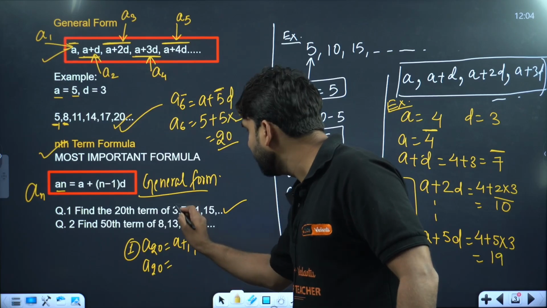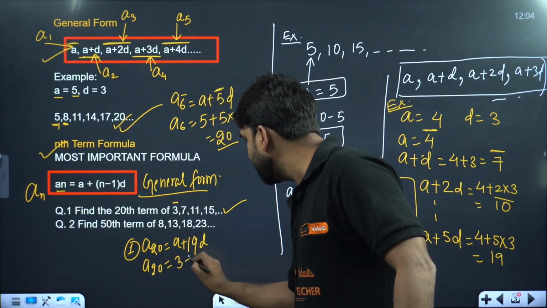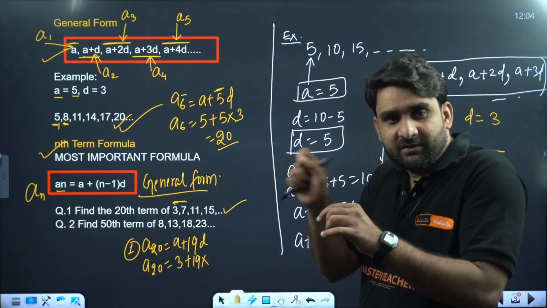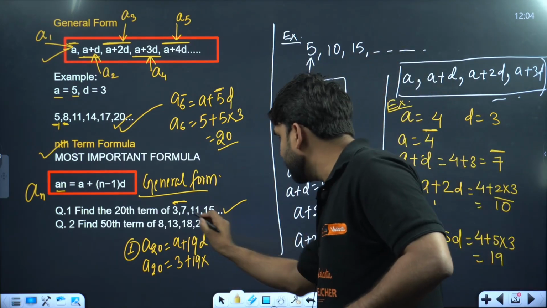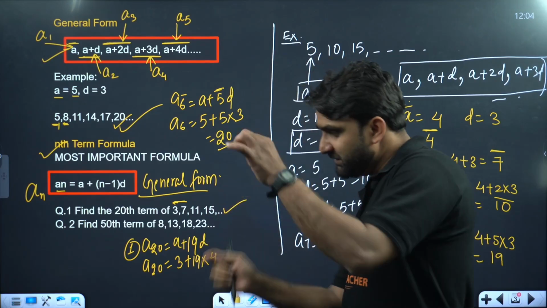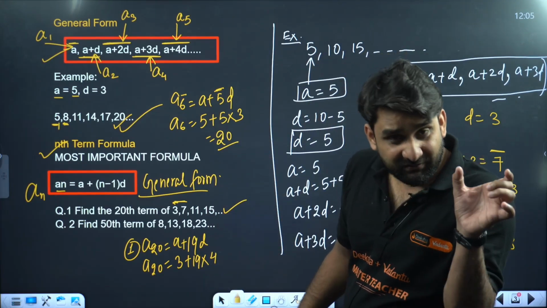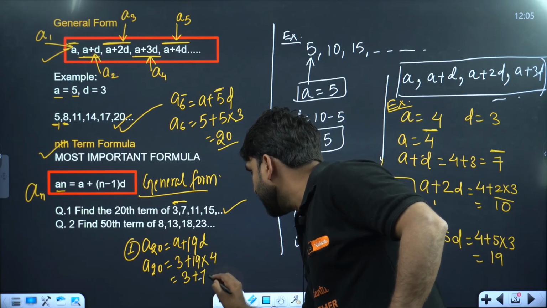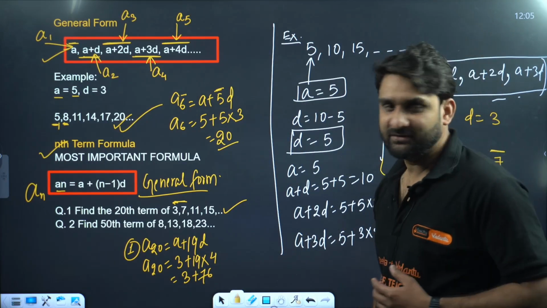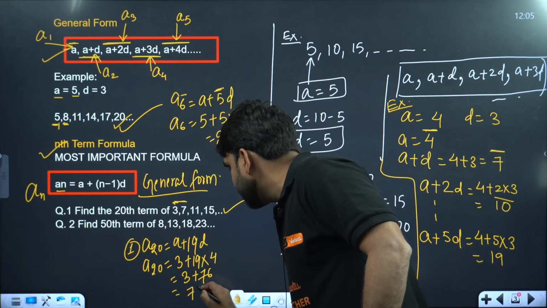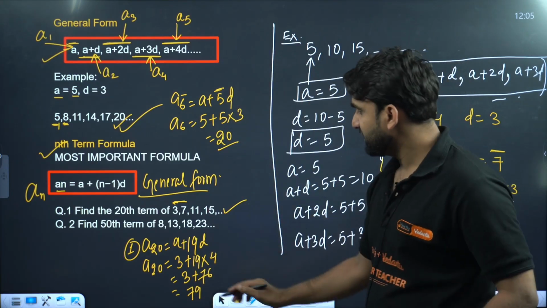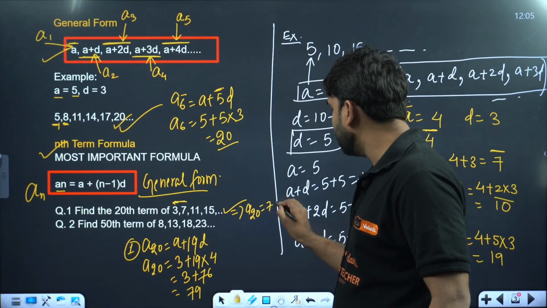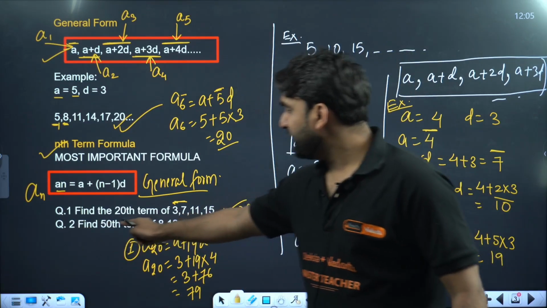Now put the values. What is A here? A is the first term, so this is 3 plus 19 into D. D is the gap, the difference between 3 and 7. So 7 minus 3 will be 4. Always subtract the preceding value from the succeeding one. 19 times 4, we all know, is 76. So 76 plus 3 will be 79. Answer to the first question: the 20th term is 79.